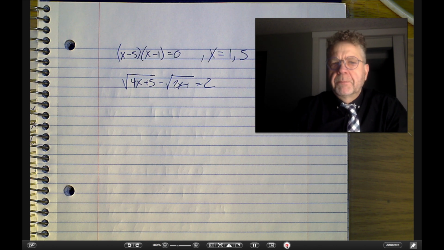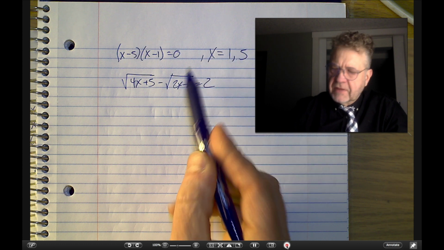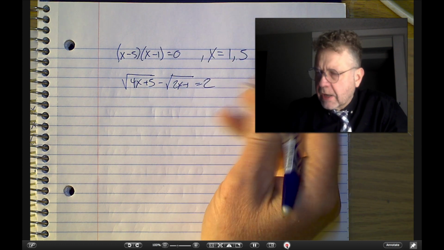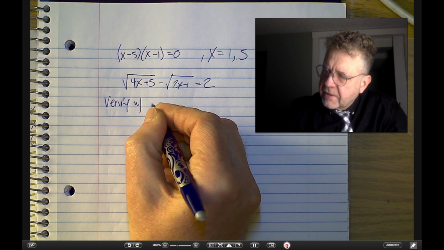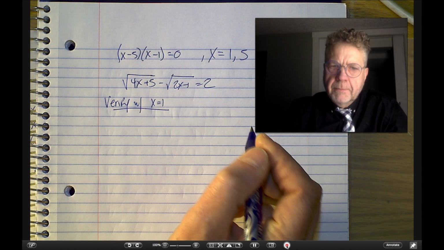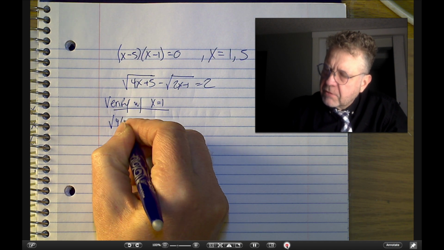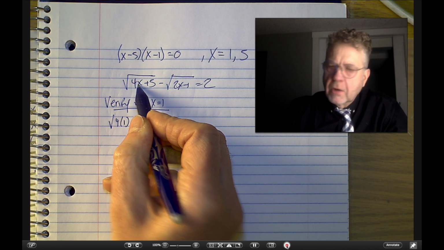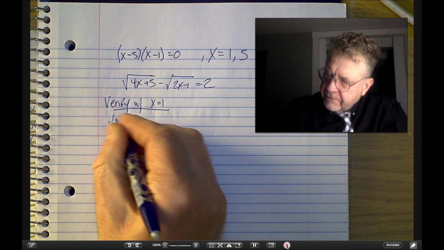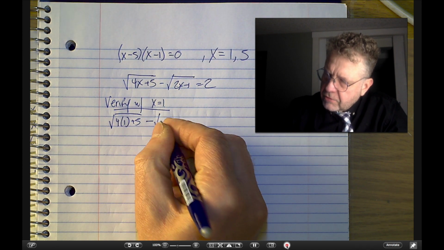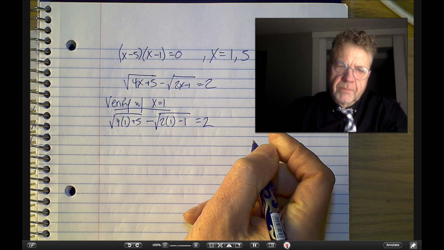So what we're going to do is substitute x equals 1 and then x equals 5 back into the original equation, which, if you recall, was the square root of 4x plus 5 minus the square root of 2x minus 1 equals 2, okay? So we're going to try with x equals 1. Everywhere you see an x, we're going to put 1 and see if the left side equals the right side. Let's verify with x equals 1 to begin. We're going to get the square root of 4 times 1 plus 5 minus the square root of 2 times 1 minus 1 equals, and we're hoping that it equals 2.